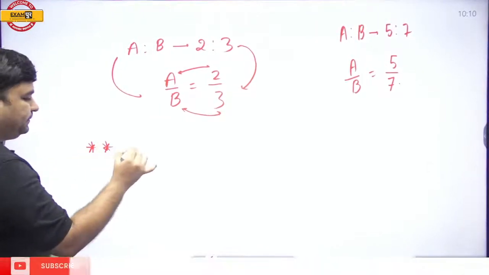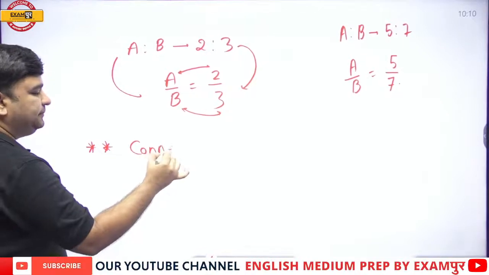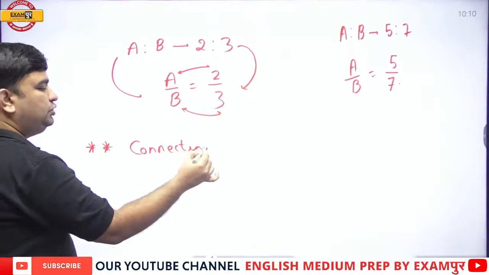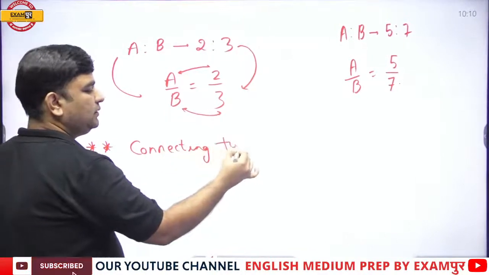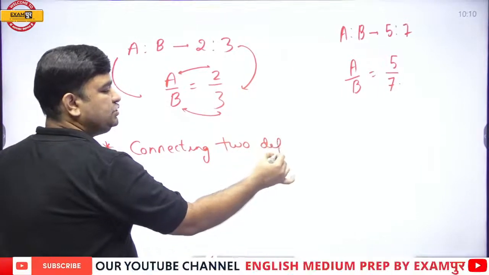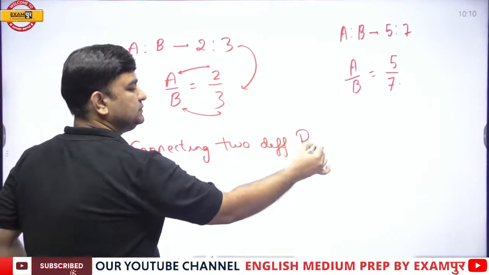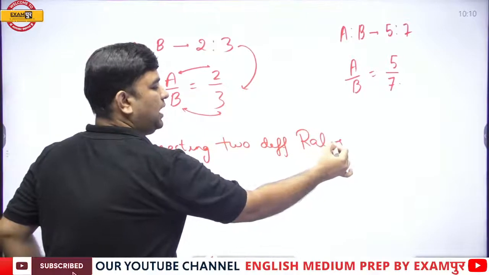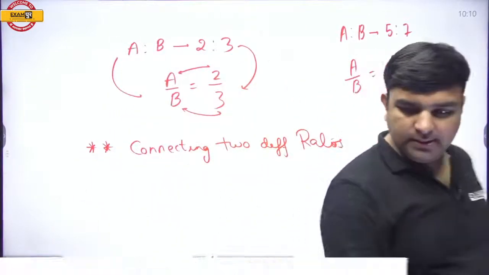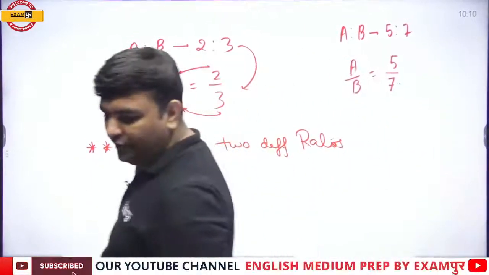Next part: connecting two different ratios. How to connect two different ratios, guys?